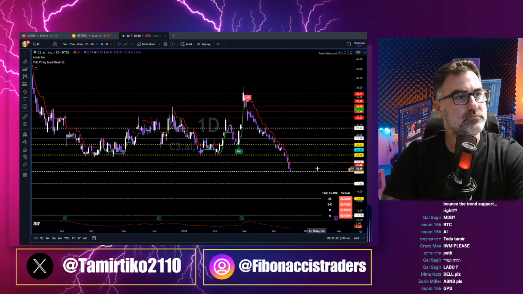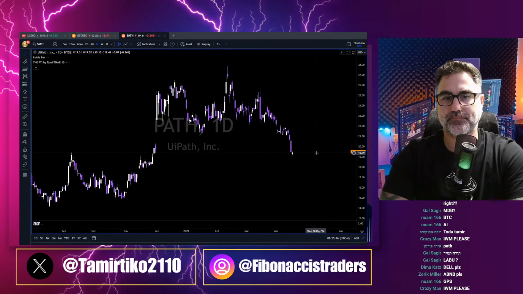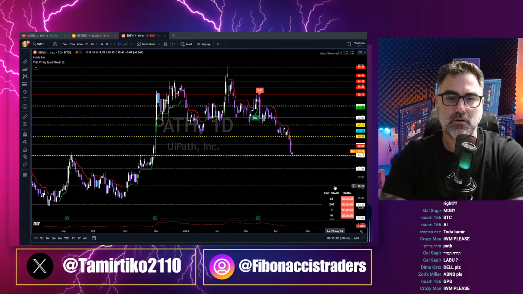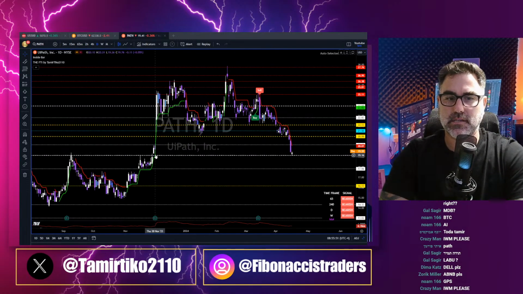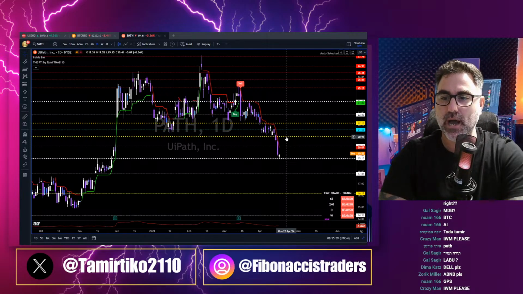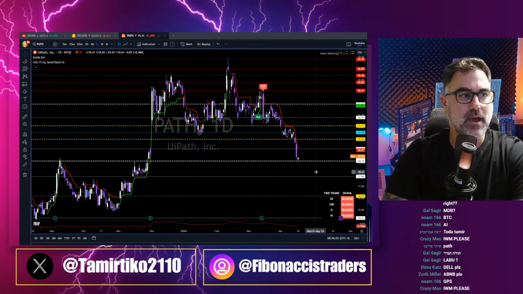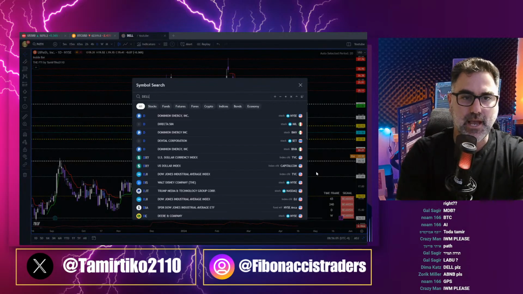So, path. Let's check path. Same as AI, looking bad. Close this gap over here. Now with a doji, maybe we can get some kind of a bounce back to the 20, maybe all the way to the 21, but bearish on all time frames. Nothing much on path.